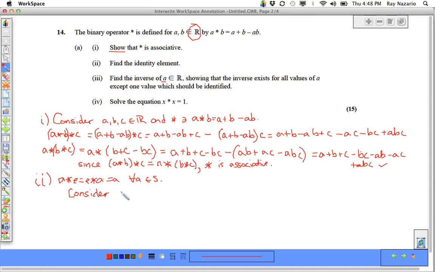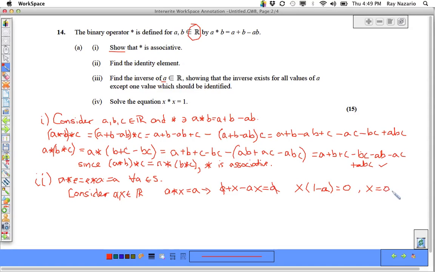We'll consider some element x and a, and we're going to set up the equation a star x equals a. We're looking for an x that satisfies this equation, and possibly that's going to be my identity. This would result in a plus x minus ax equals a. The a's destroy. I can factor. I'm left with x multiplied by 1 minus a equals 0. So by the ZPP, yeah, you know me, we can say that x equals 0.